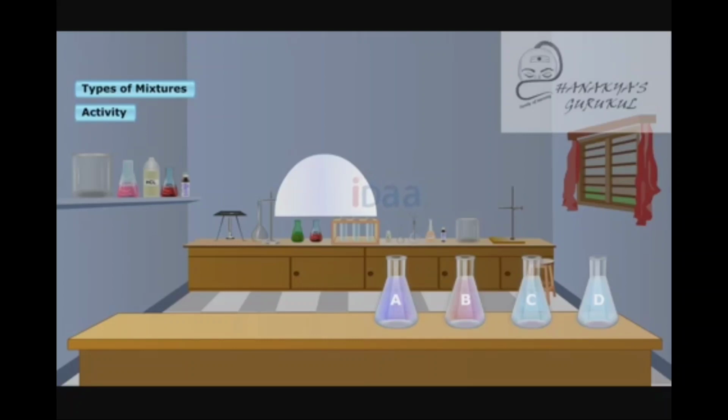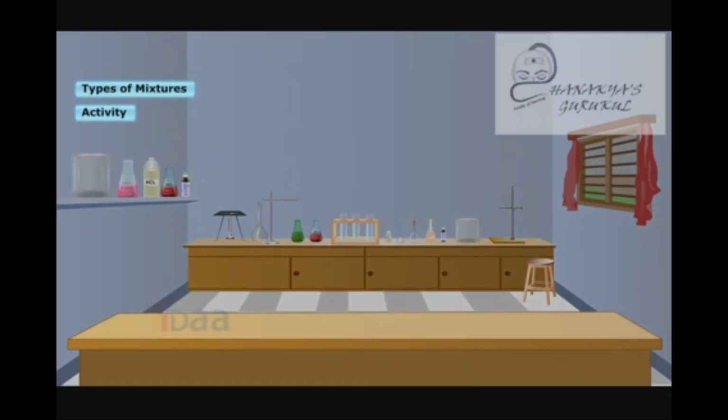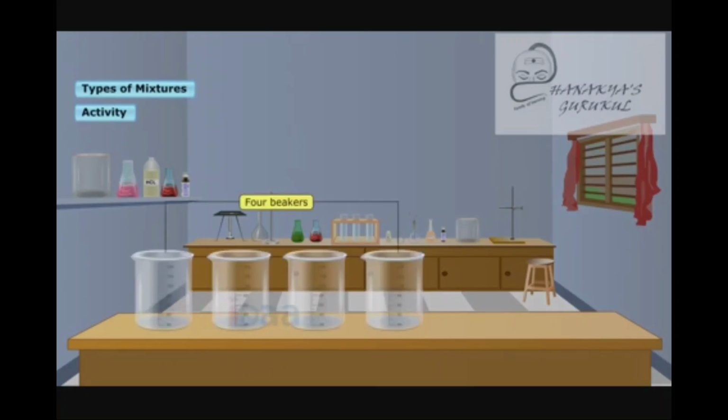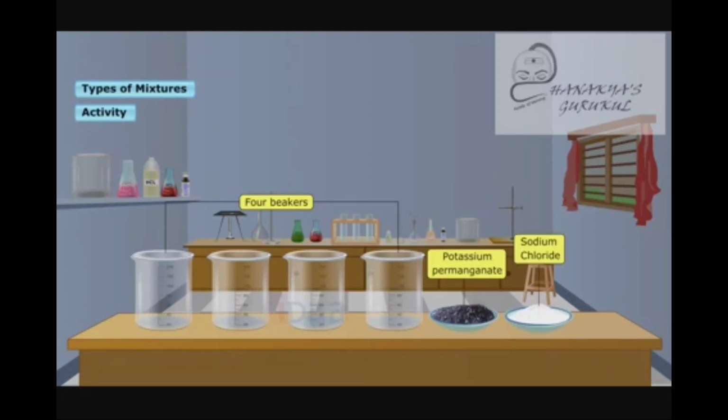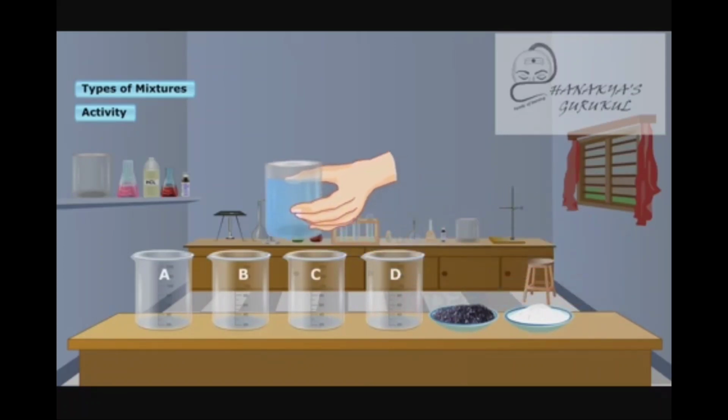We see the activity Types of mixtures, 2.2. We will start this section with an activity. For this activity, we need 4 beakers, potassium permanganate and sodium chloride, spatulas and water. Label the 4 beakers as A, B, C and D. Fill all the beakers up to the 100 ml mark.